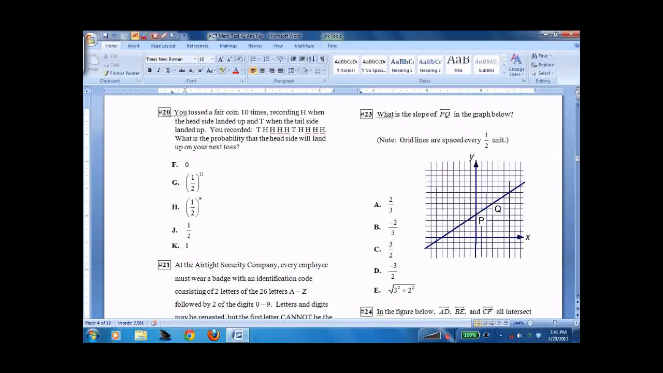Part 2 of ACT Math Test number 2, starting with problem 20. You toss a coin 10 times, you get heads and tails, and they give you the sequence: tails, heads, heads, heads, heads, tails, heads, heads, heads, heads that you've gotten so far. And they ask what's the probability you'll get heads on the next toss.